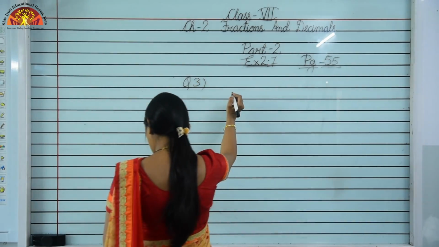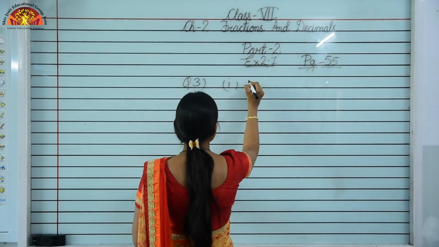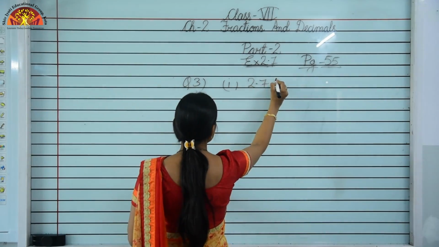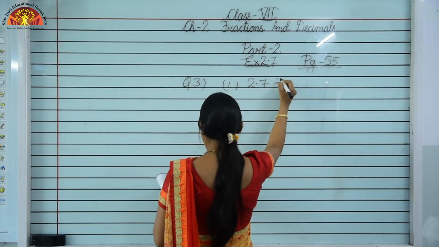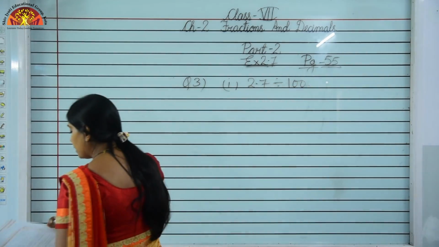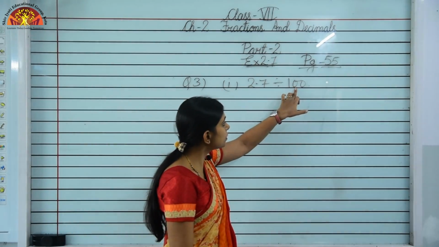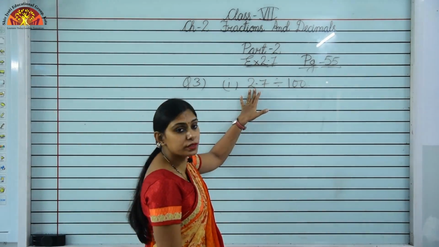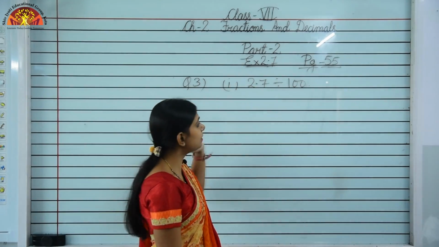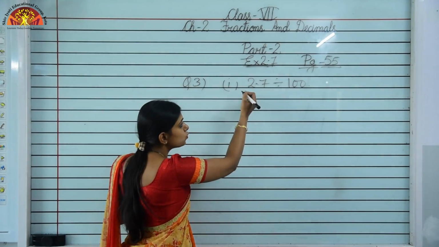It's question number 3. Just see the first part, that is 2.7 divided by 100. Now you can see we are just dividing by 100 and there are 2 zeros. So the decimal will be shifted 2 places towards the left. This is the decimal over here. So we will shift the decimal by 2 places towards the left.